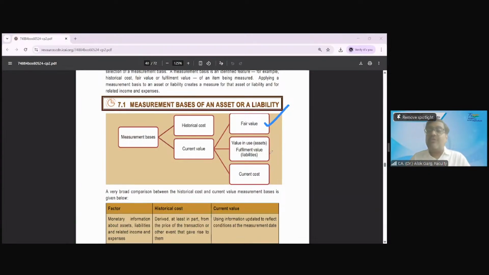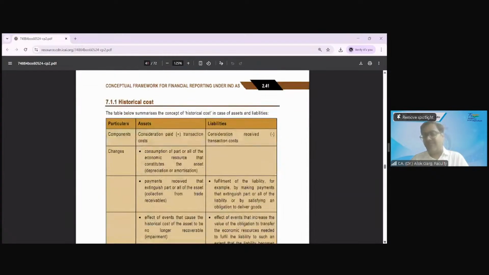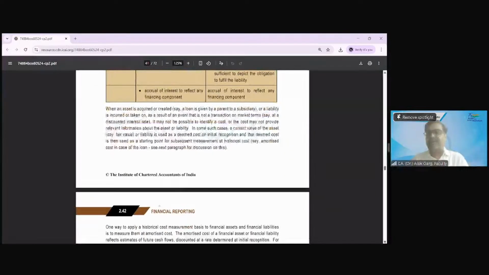Okay. What is your current cost? Current cost of replacement. If today you will replace that asset, then what is the current cost as of today? What is the cost at which I go to the market and buy that asset? Okay. So these are the kinds of measurement basis which are given in this standard. Largely your historical cost and the current value. Your current value is largely your market value or the fair value. Okay. So these are the measurement bases which are given in this framework.